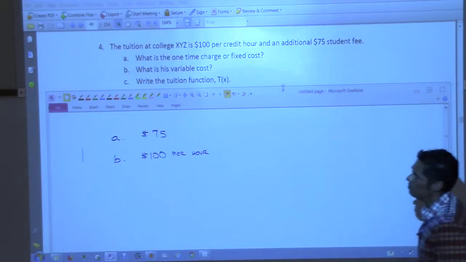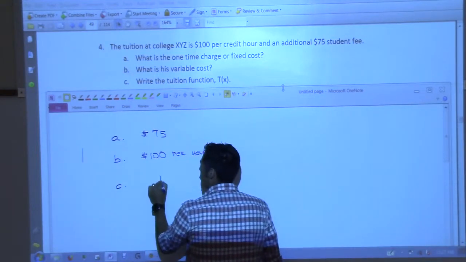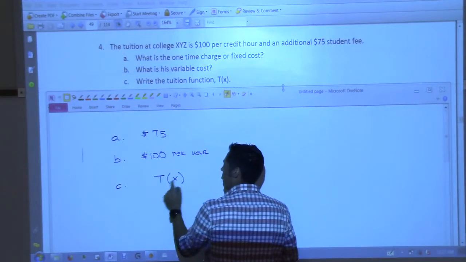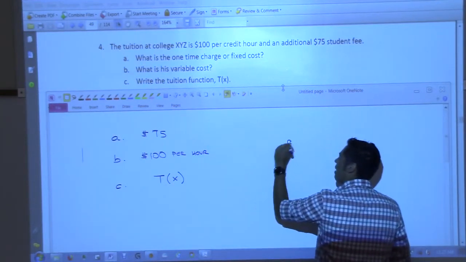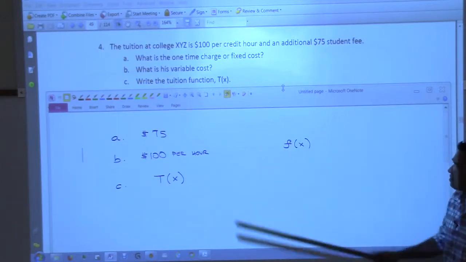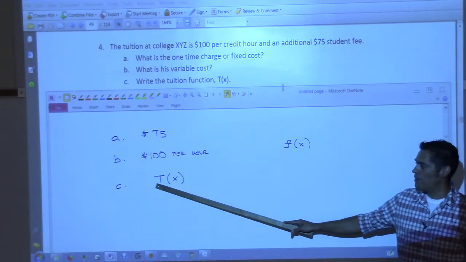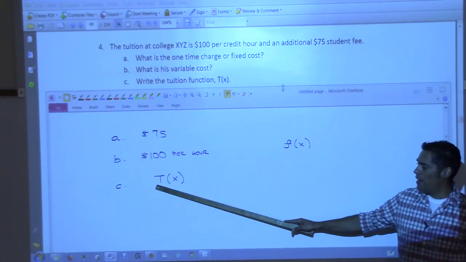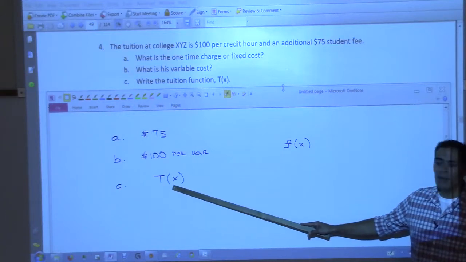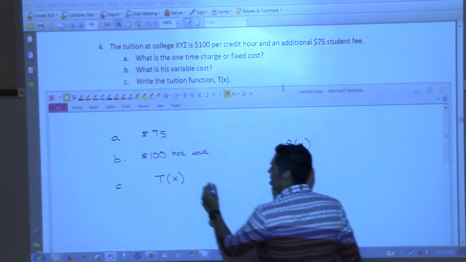Next table. Y'all ready for tuition function? They want it a certain way. They want T of X. This looks a lot like that notation we used before, F of X, but they're using capital T. What do you think they're using that for? Tuition, right? So they're saying, hey, the tuition someone's going to pay is dependent upon X. So X is going to be the number of hours they take.